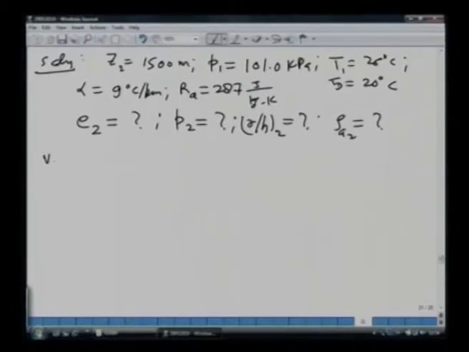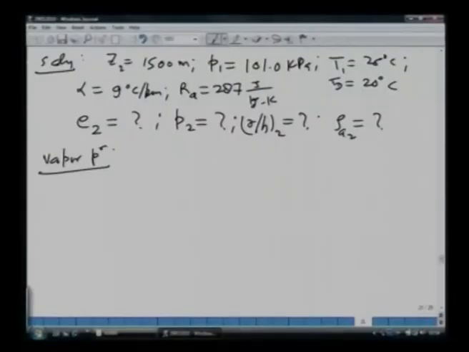So, first we will look at the vapor pressure. How do we find the vapor pressure at a height of 1500 meters? Okay. If you remember the concept of saturation vapor pressure, there is an expression that is given to us, E2 is equal to 611 exponential and so on. We can put the value of air temperature in that, and it will give you the saturation vapor pressure. But a very important aspect is that, because the vapor pressure gives you an indication of the relative humidity or the moisture content, right.